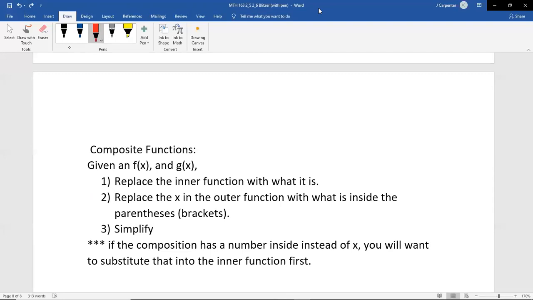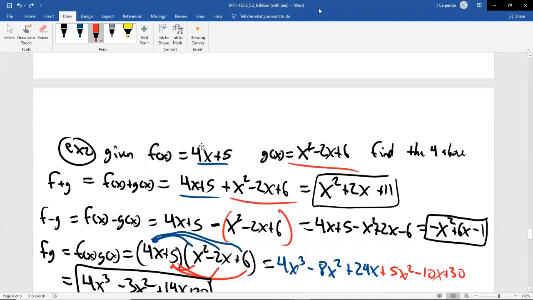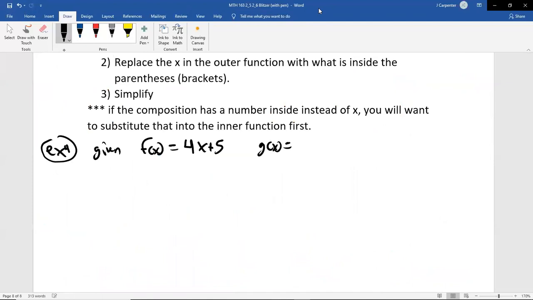And we're going to borrow the functions from example 2. So we're going to go back to these, the 4x plus 5 and the x squared minus 2x plus 6, but now we're going to stuff them inside of each other. So for example 4, given f of x is 4x plus 5, and g of x is equal to x squared minus 2x plus 6. Let's find f of g and g of f. So we're going to do that.